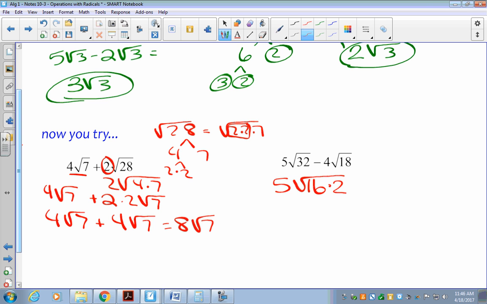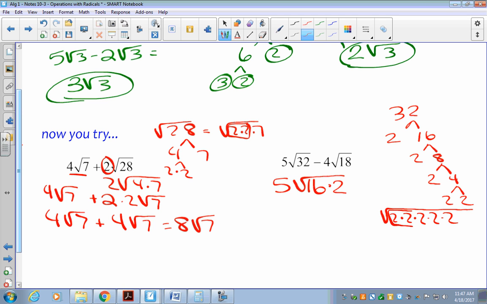The way we find that is we go 32. 4 and 2 times 2. So 32 is 5 2's multiplied together. So we pair those up. There's 2 there. There is 2 there. Square root of 4 is 2. Square root of 4 is 2. And that's why we're using the 16.